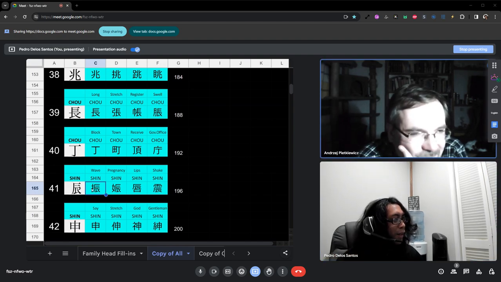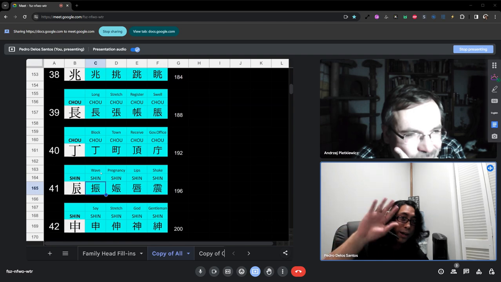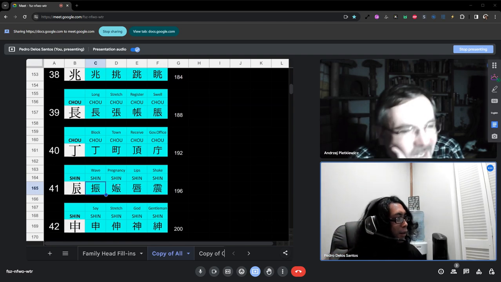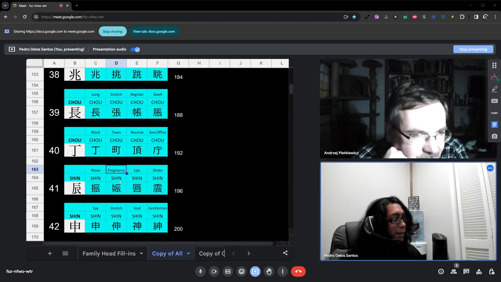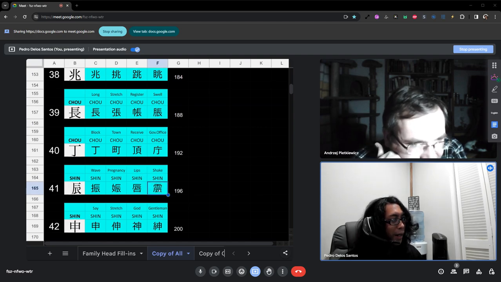But when you have it with the aggressive hand, this means to wave, like to say hello, wave. When you have it with woman, this represents pregnancy. You have this with mouth, this represents lips. And when you have rain, this represents shake.